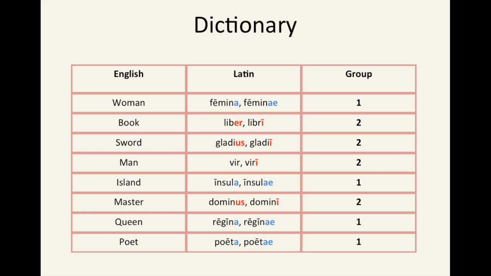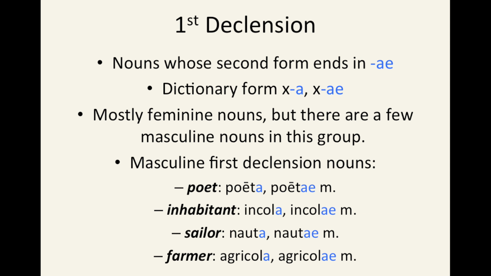Okay, I've got it. We'll stick with 2 groupings. Group 1 will contain AE ending nouns regardless of gender. Group 2 will have the I ending nouns. One more thing, I'm going to call these groups or classifications declensions. Declension might seem like a long and unfamiliar word, but really all it is a group of nouns which follow similar rules. The first declension are nouns whose second form ends in AE and have a dictionary entry form AE.